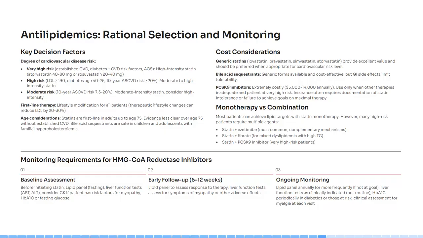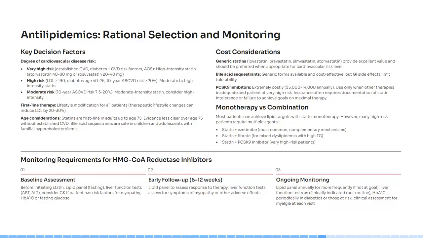Moderate risk is a 10-year risk of 7.5 to 20%. Consider a high intensity. First line therapy is going to be lifestyle modification for all patients. All patients. You're going to tell them, what is lifestyle? You need to exercise, you need to lose weight, you need to stop smoking, limit your alcohol. That can reduce their LDL by 20 to 30%. So statins are first line in adults up to age 75. Evidence is less clear over 75 without established cardiovascular disease.